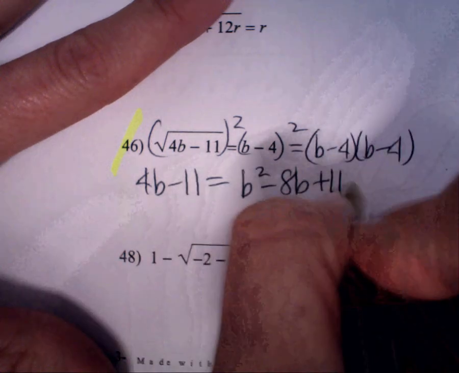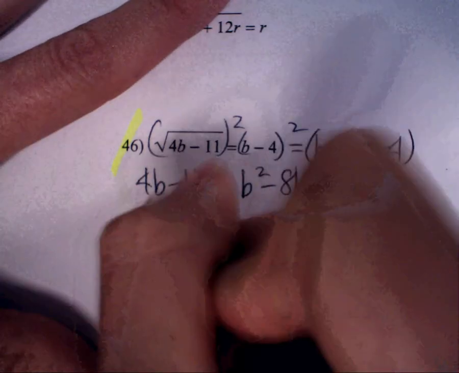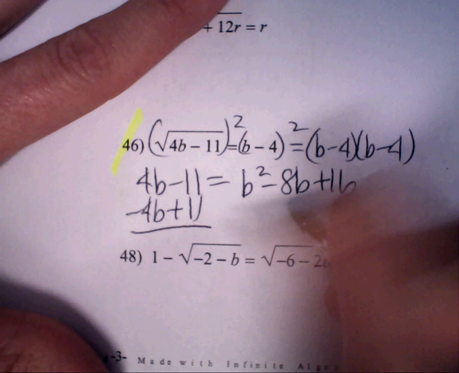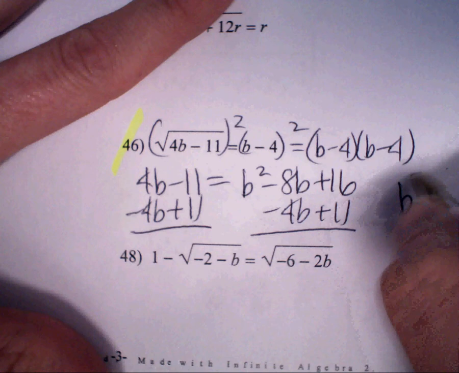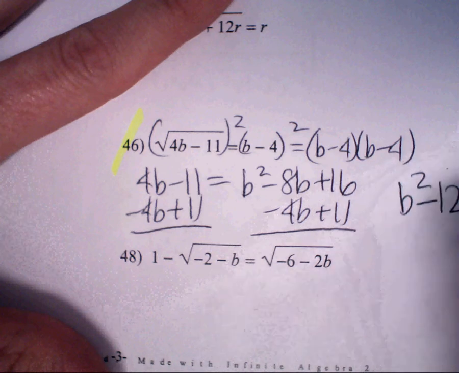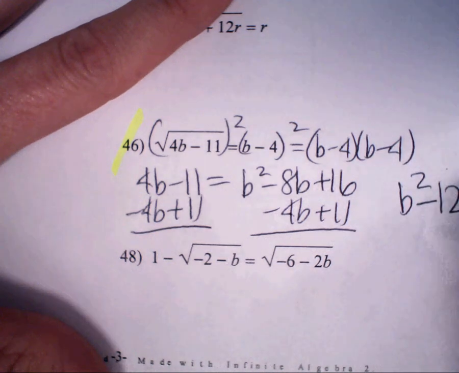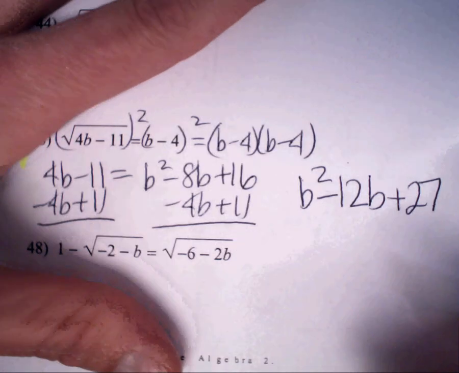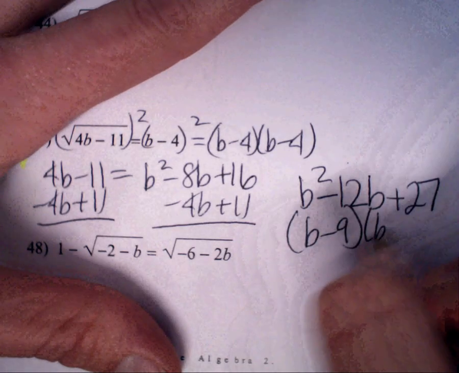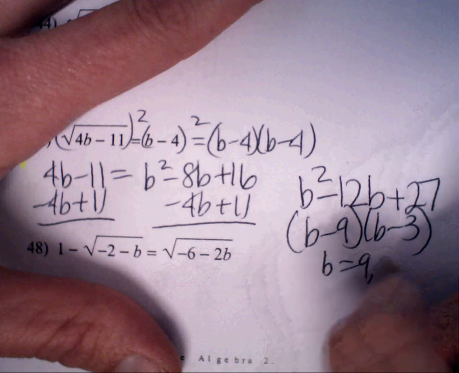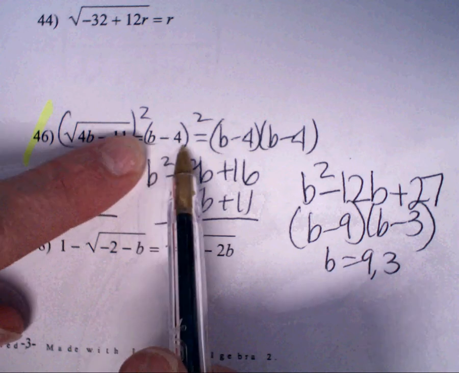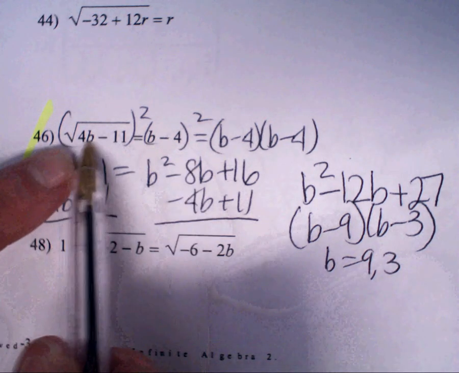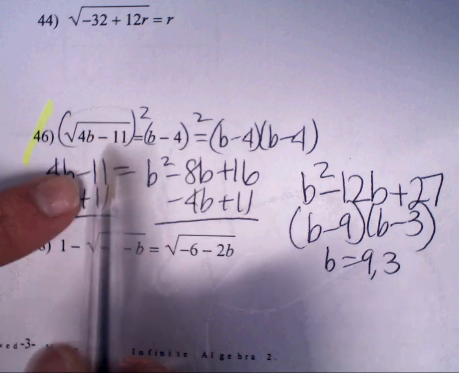In this case, it is a quadratic, so we want to factor it. So that would be b squared minus 12b, I don't know where I got that from. Okay, and so then we factor it, b minus 9, b minus 3, b equals 9 and 3. Now let's make sure, okay? If I plug in 9, 9 minus 4 is 5, and on the other side, that's 36 minus 11, 25, square root of 25 is 5. Okay, they check. 3 is a problem.